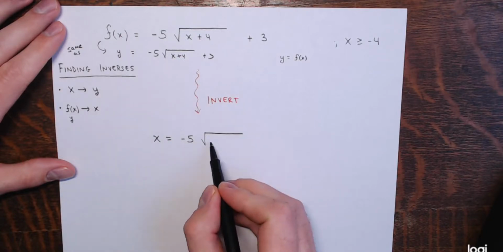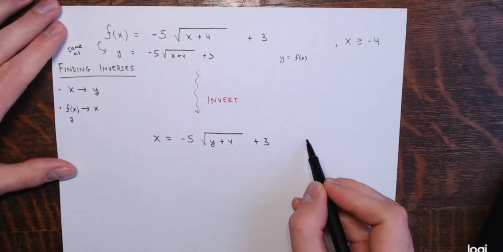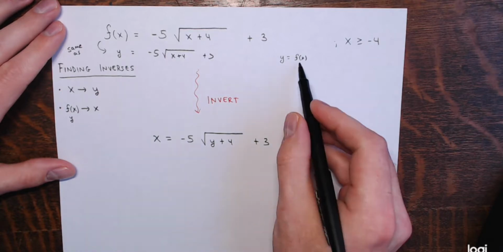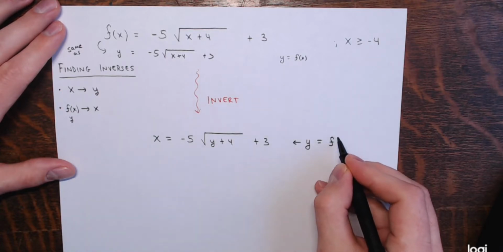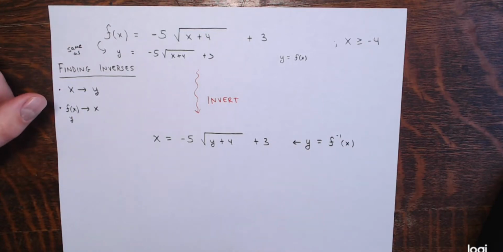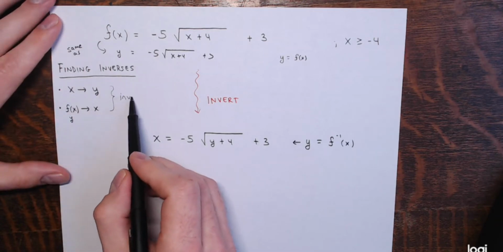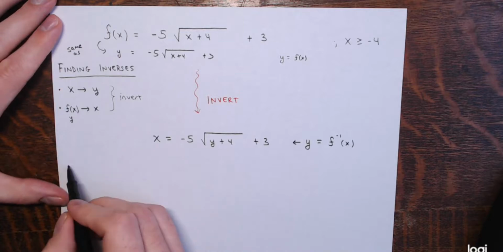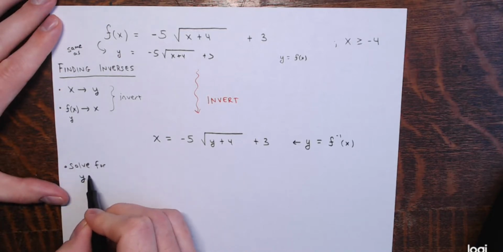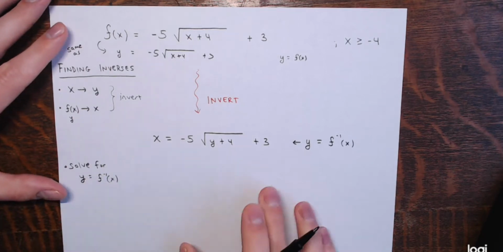-5 times the square root of y plus 4, and then plus 3. But now in this equation, y is no longer f of x. y is f inverse of x. This is a new function. So we invert, this is what I mean by invert. And then solve for the new y, which is going to be your f inverse, f inverse of x.